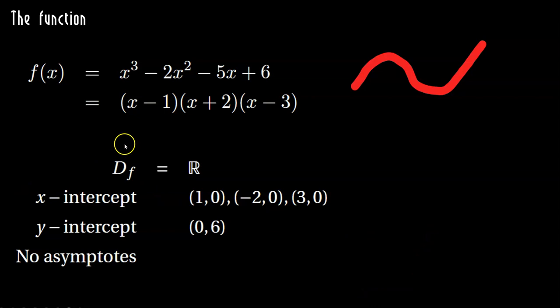Our x-intercepts are the roots of this equation, so at 1 and negative 2 and 3, so (1, 0), (negative 2, 0), (3, 0). The y-intercept, you plug a 0 into your function, and what gets popped out is a 6, so my y-intercept is (0, 6). Since this is a polynomial, you have no asymptotes. This is what it looks like.